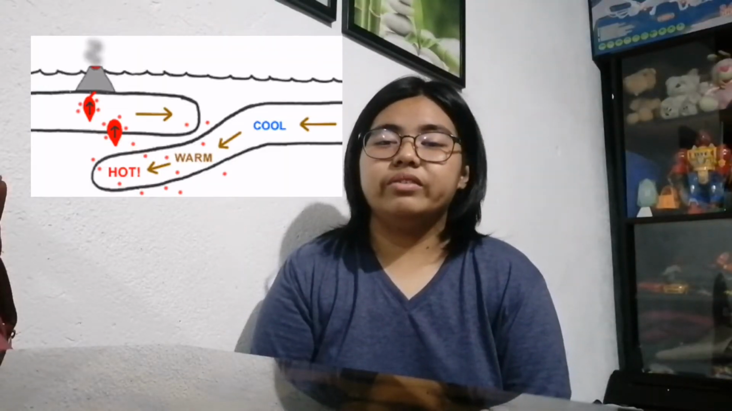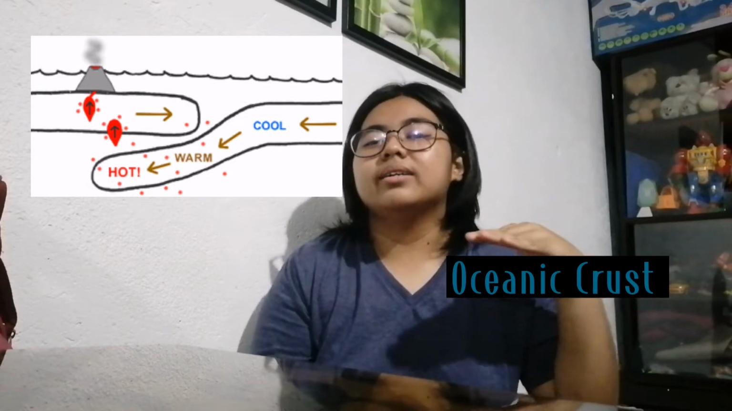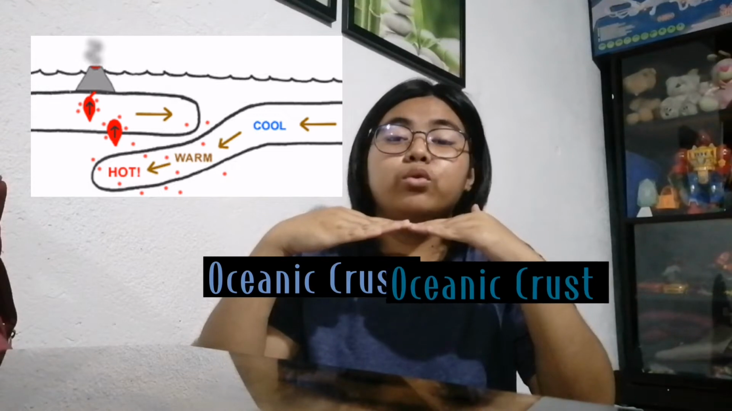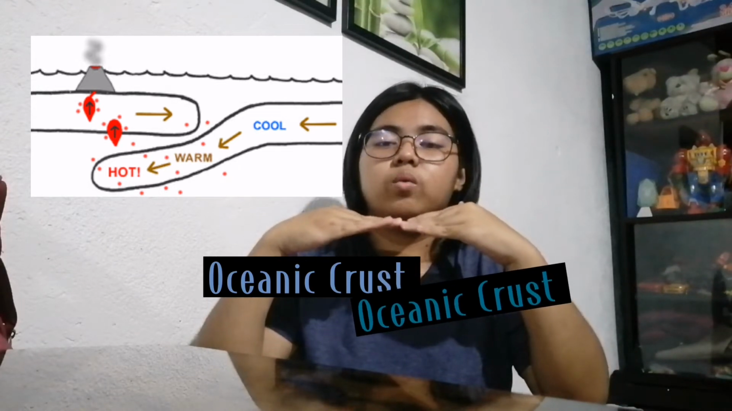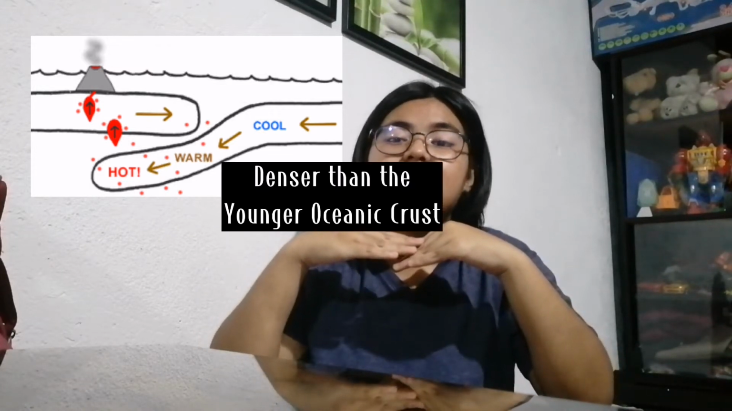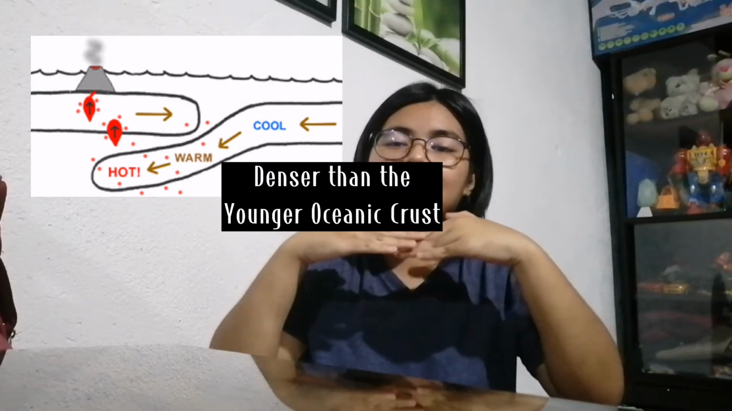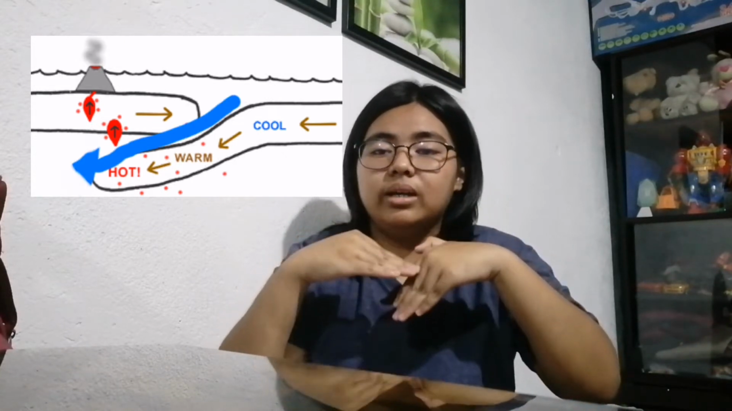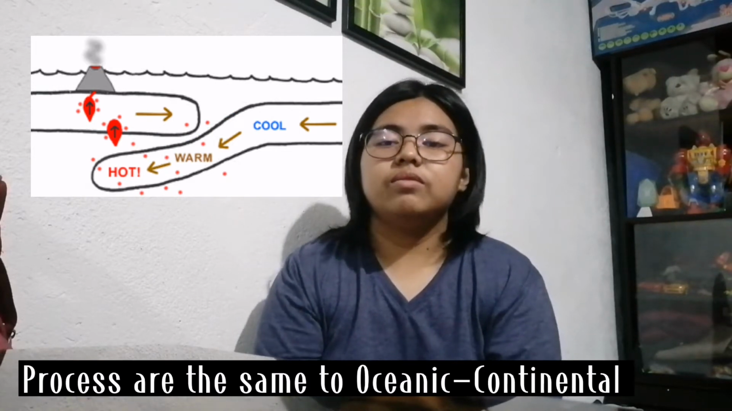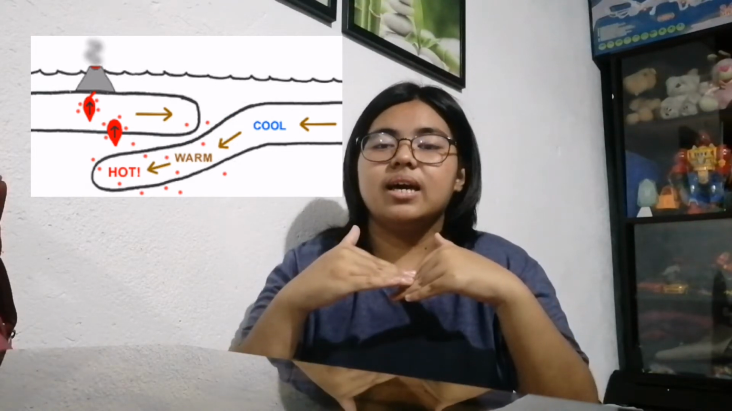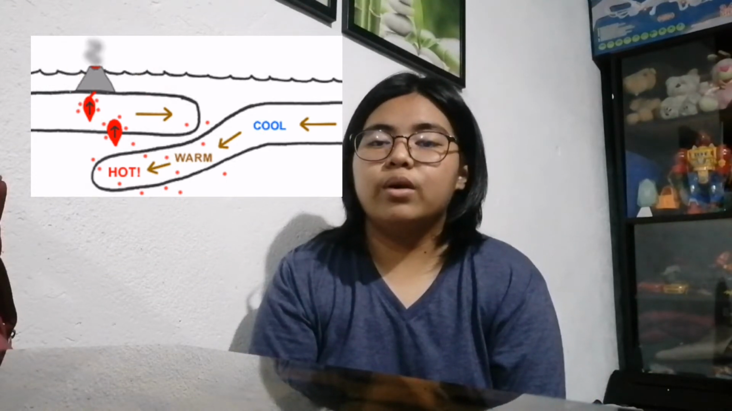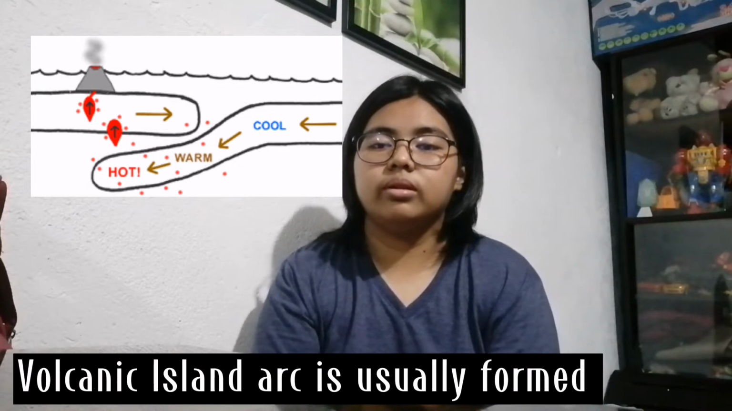Oceanic to oceanic convergence. When the oceanic crust and oceanic crust move towards each other, the older one will undergo subduction. The older one is denser than the younger. That's why the older is forced again to go down. And because of this, we can see the formation of volcanoes. Volcanic island is formed.